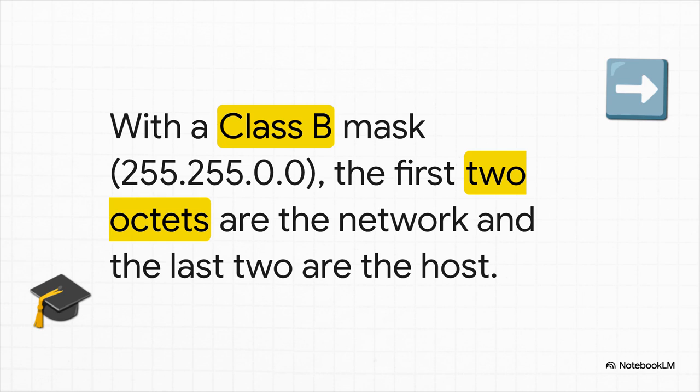Now, with a Class B address, the mask 255.255.0.0 draws the line right down the middle. The first 2 numbers are for the network, and the last 2 are for the hosts. This gives you a nice balance. You can have a lot of different networks, and each of those networks can still have about 65,000 devices.